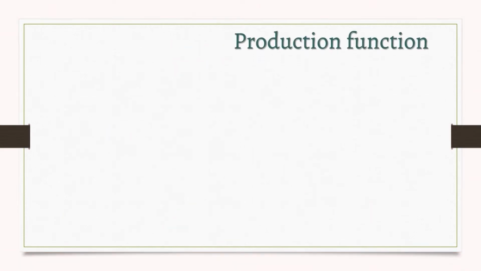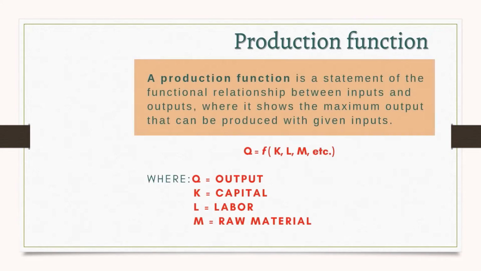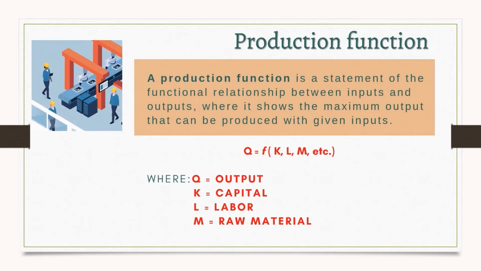Okay, so now we look at the production function. What is a production function? A production function is a statement of the functional relationship between inputs and outputs, where it shows the maximum output that can be produced with given inputs. Meaning, dengan input yang kita ada, berapa yang paling banyak output yang kita boleh hasilkan. Okay, so that is a production function.